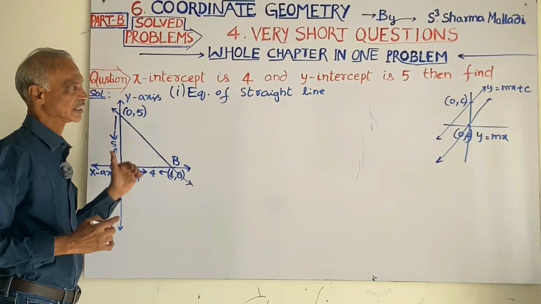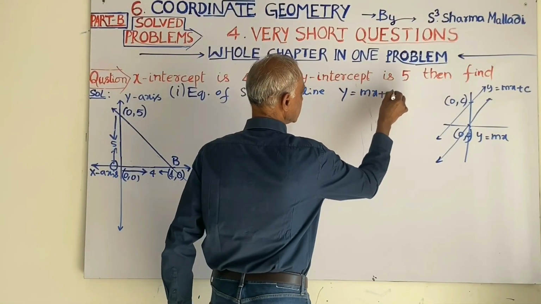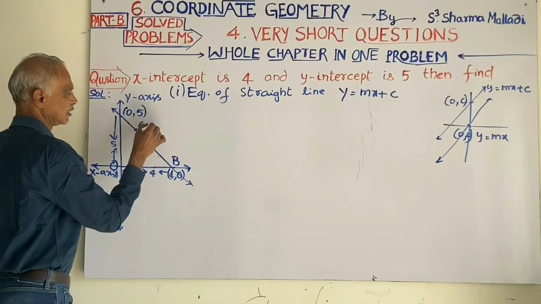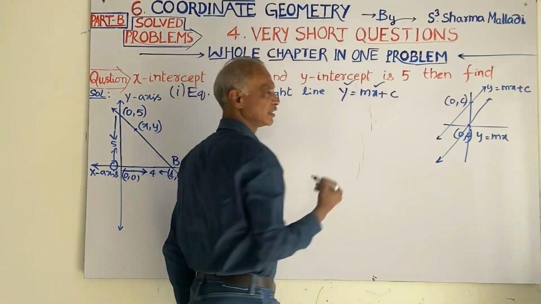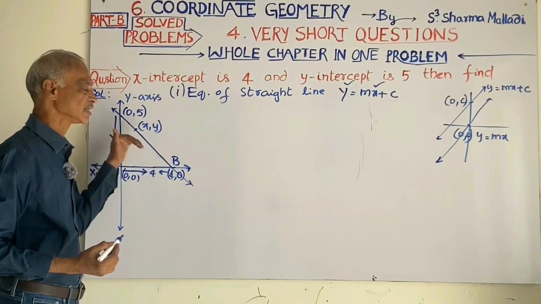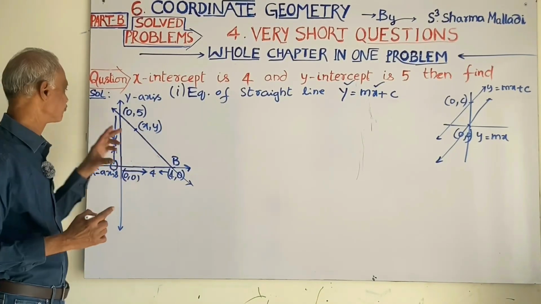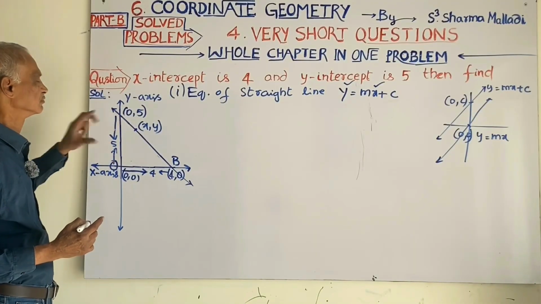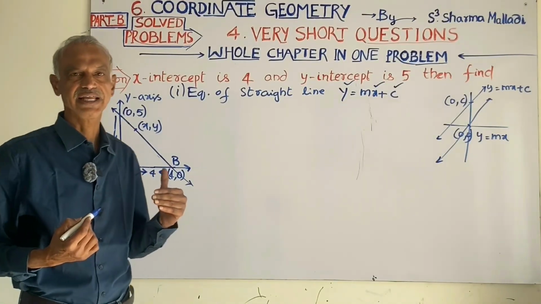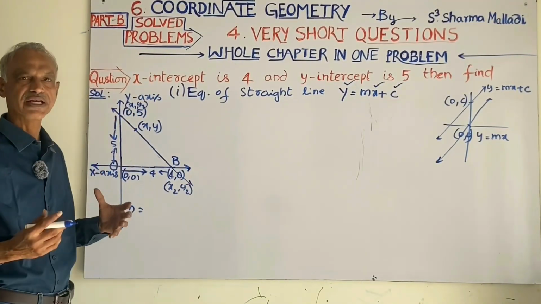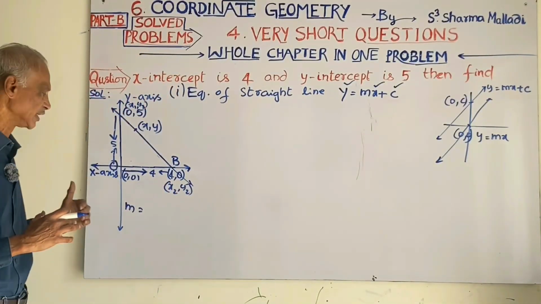Now, equation of straight line will be in the form of y is equal to mx plus c. Here x and y represent every point, infinite points on the straight line. M is the slope of the line, c is the y-intercept, that is 5. If you have to find the slope of the line, and next the y-intercept, we will find. Two points are given. What is the slope of the line? y2 minus y1 by x2 minus x1.